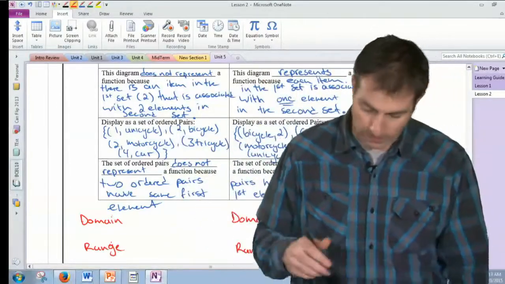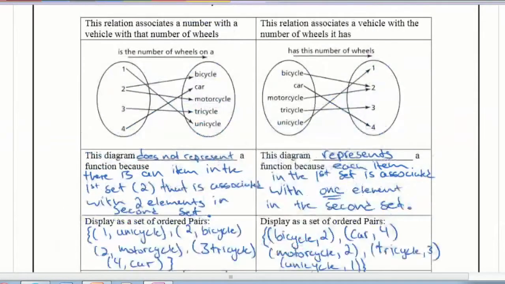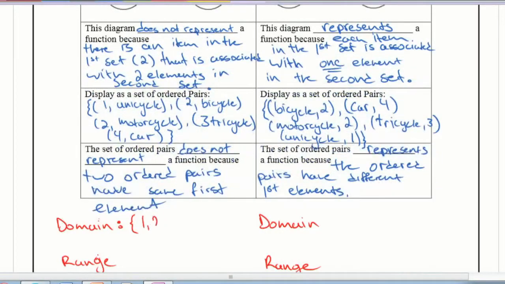So if I asked you to write the set for the domain and range for the first part of the table here, we would go something like this. Domain, and it's a set of numbers, so we have our squiggly bracket. What were all the values in our first bubble, or first column, or first half of our ordered pair? Everything in this first oval is my domain. So 1, 2, 3, and 4.